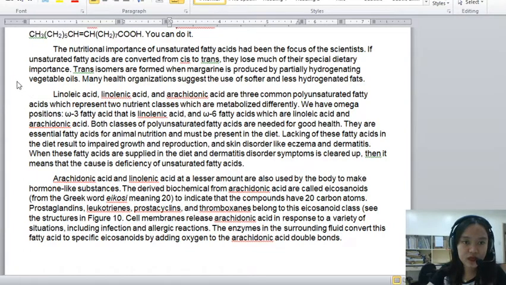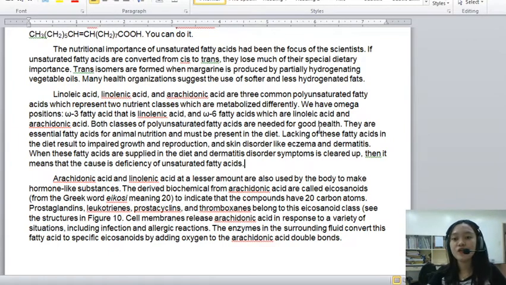So, both cases, okay, so both classes of polyunsaturated fatty acids are needed for good health. So, ito yung mga nakikita nyo sa certain products, commercial products or sa commercials like your sardines and your pineapple juice ba yun ng Del Monte. So, yan. Meron silang omega-3 and omega-6 fatty acids.